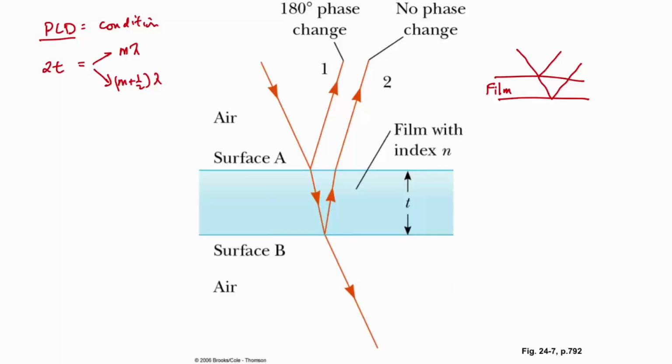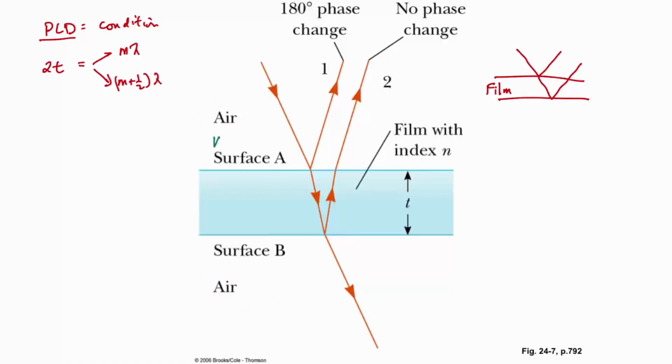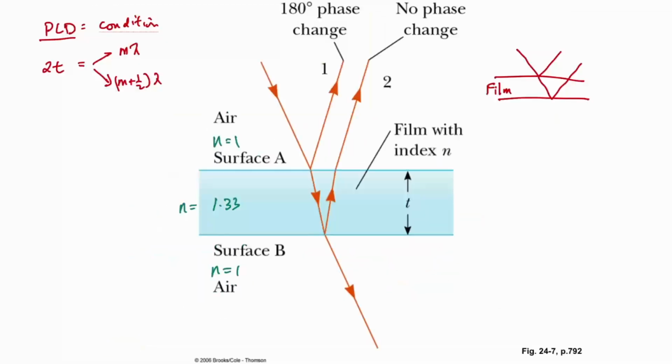Let's go back to this picture. We've got air, we've got material, and we've got air. What's the index of refraction of air? About 1, right? And let's just say this is a soap bubble, water, okay, 1.33, and then n equals 1 again, right? All right, so let's go back to the bounces. Remember these bounces that we had here, right?